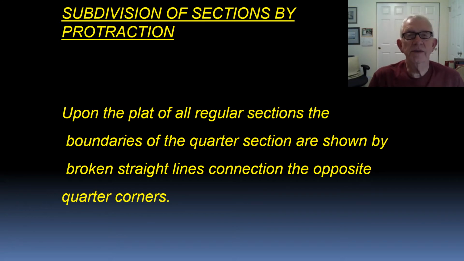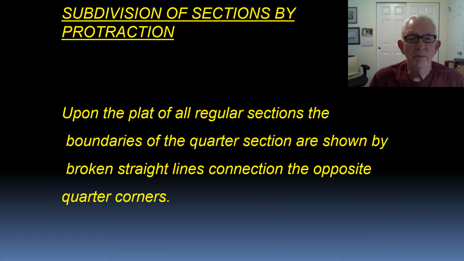Now let's talk about the subdivision of a section by protraction. Now there's another new term. And by protraction is the draftsman in the office, government office, who would subdivide the section, but only in the office. They would subdivide it, the map, on the paper, but would not do it in the field. And when you see a government map and it has dashed lines, those are protraction lines. That is done by protraction.